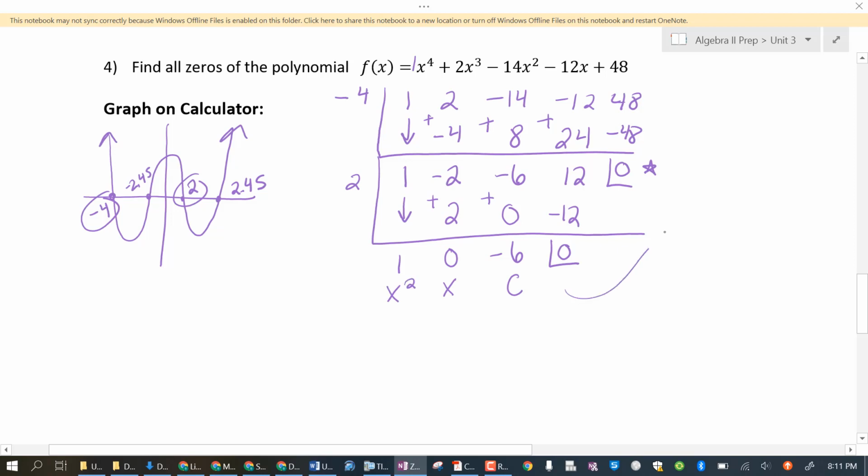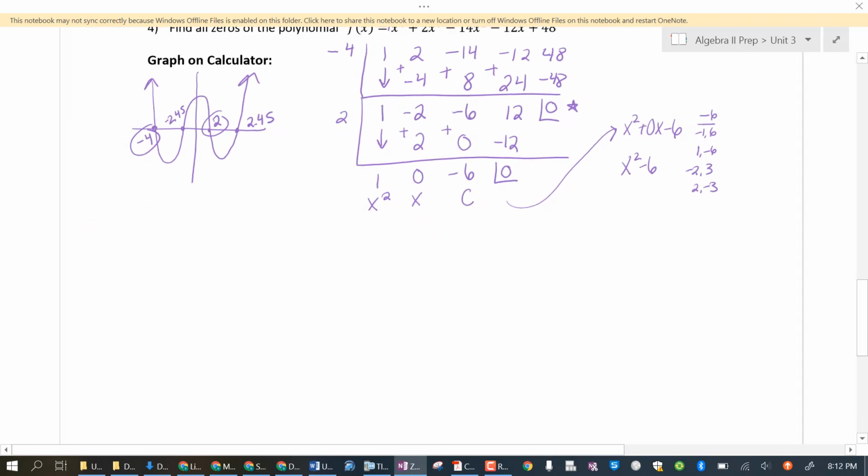So this is going to give me x squared plus 0x minus 6. So I want to think about if that will factor, if there's anything that multiplies to -6 but adds to 0. And the answer is it is not. So my other factor is just going to be x squared minus 6.